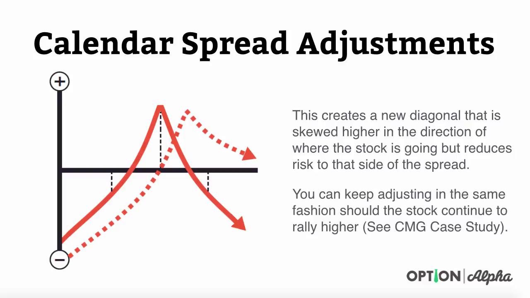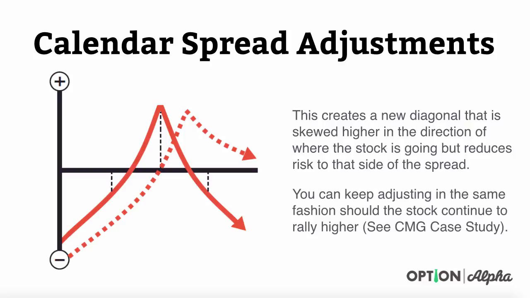So the key here with calendar spreads is that, again, with this adjustment, it creates a new kind of diagonal spread that is skewed higher in the direction of where the stock is going, but also reduces the risk to the side of the spread. So that's exactly what we want to do. Take advantage or realize that the stock is going higher, accept that, and make an adjustment to protect our position, reduce our loss. Now, you can keep adjusting in the same fashion should the stock continue to rally higher.